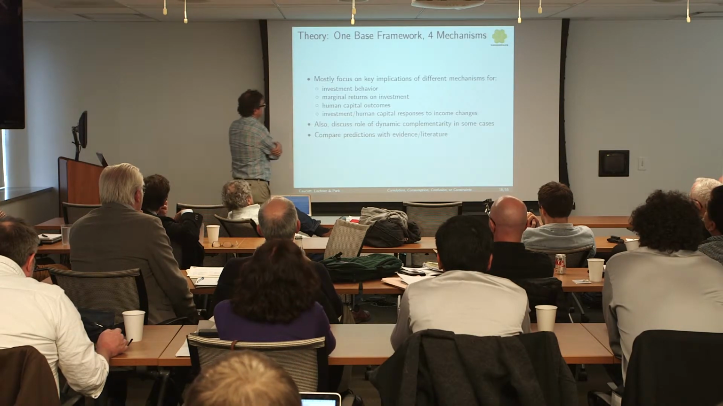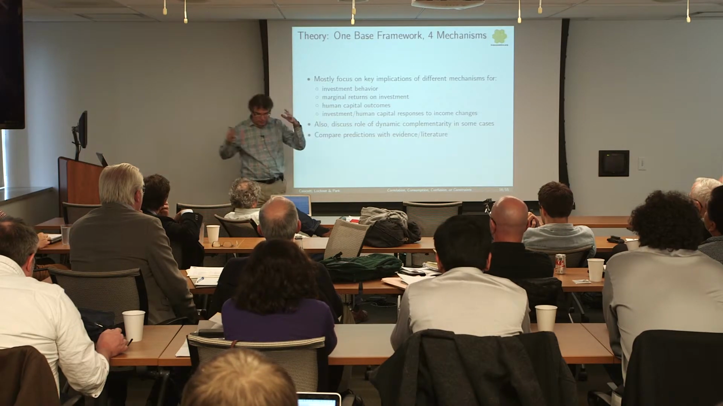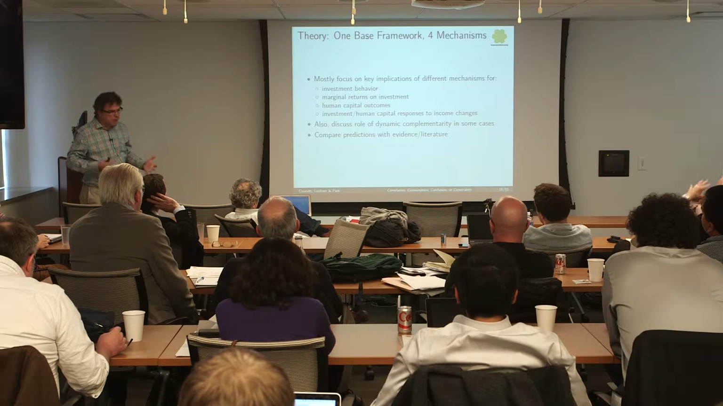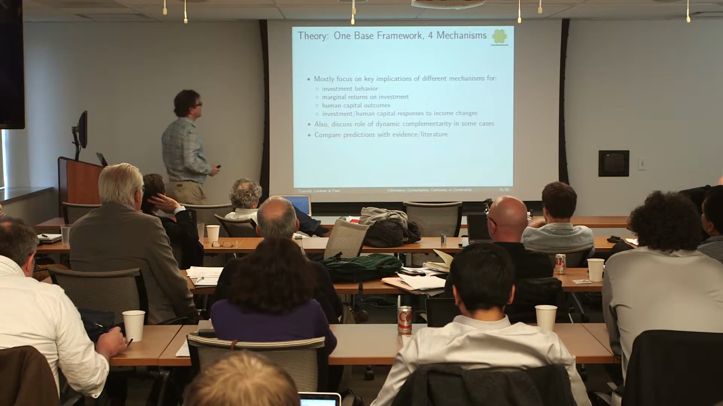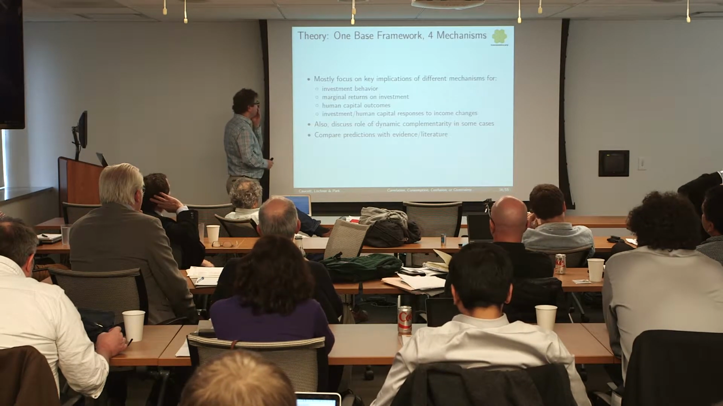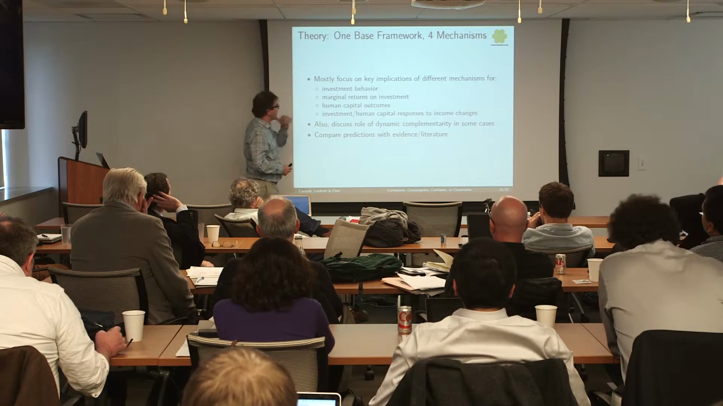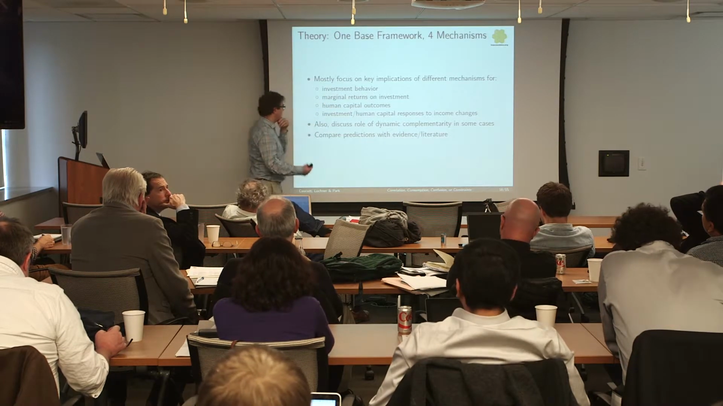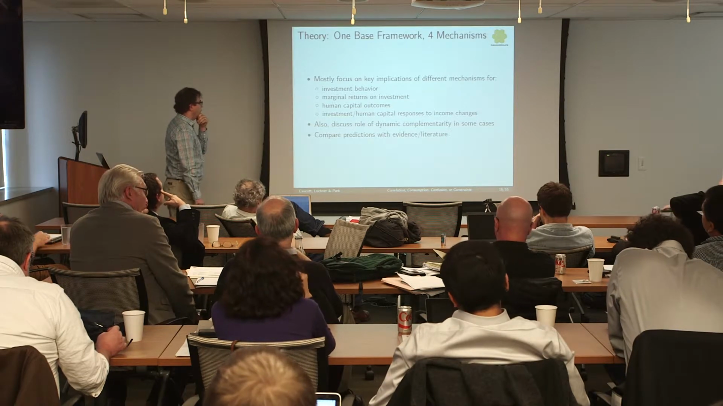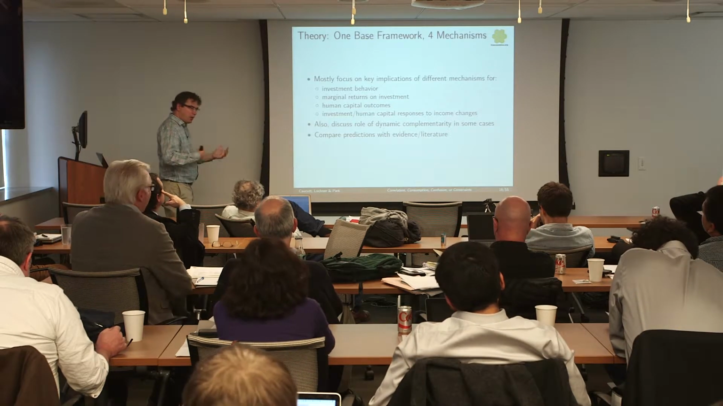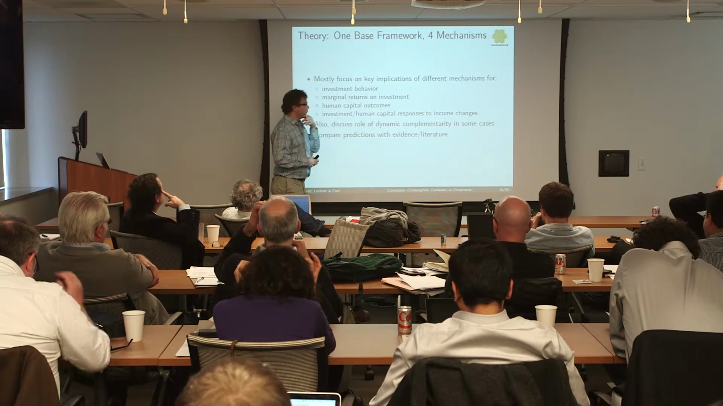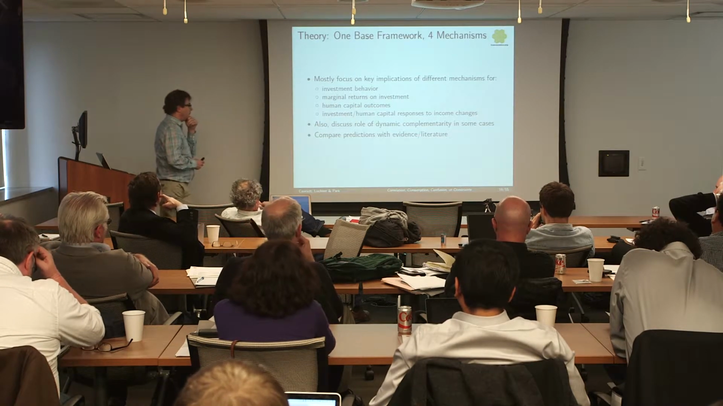So now what I want to do is think about that body of evidence, and think about what my models have to say about these types of predictions, and whether they are consistent with them. So I'm going to focus on these different mechanisms and look at these kinds of outcomes: investment behavior, marginal returns on investments, human capital outcomes, and how investment or human capital outcomes might respond to changes in income.